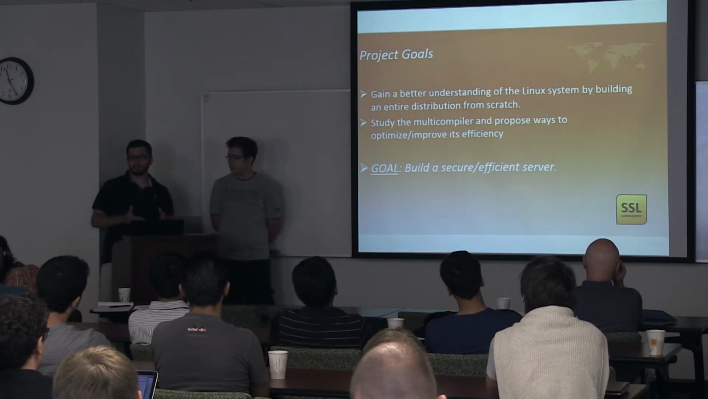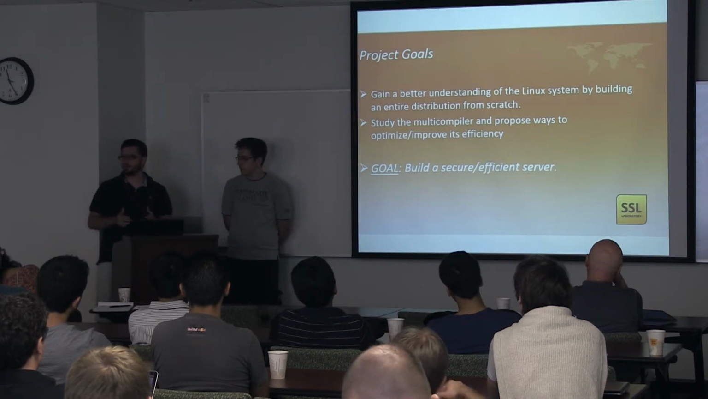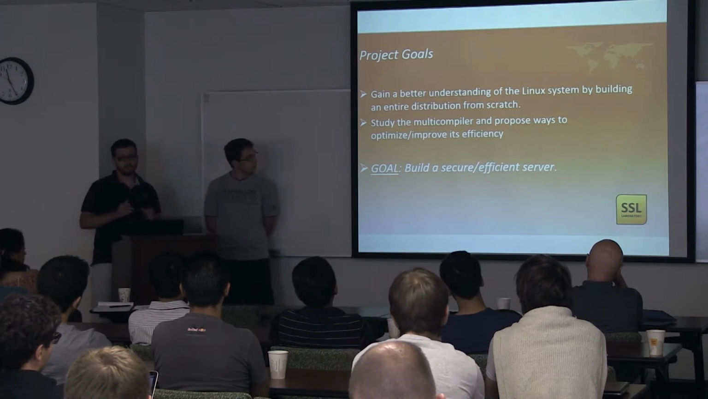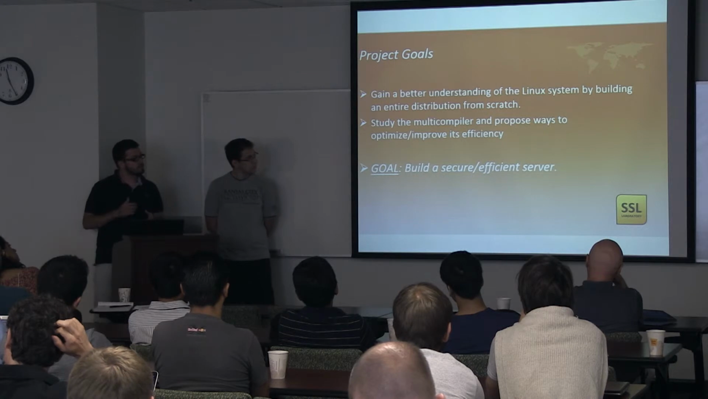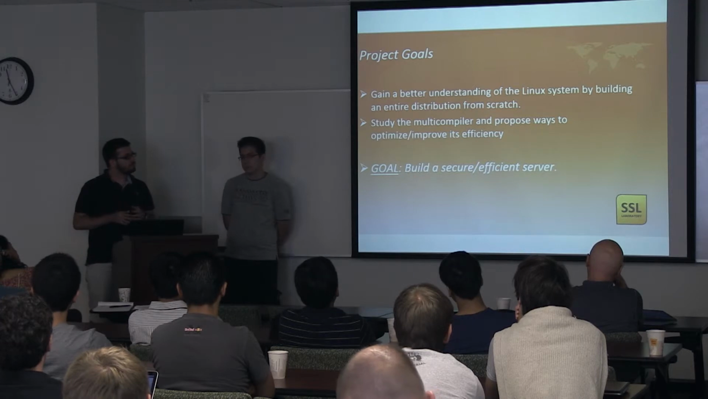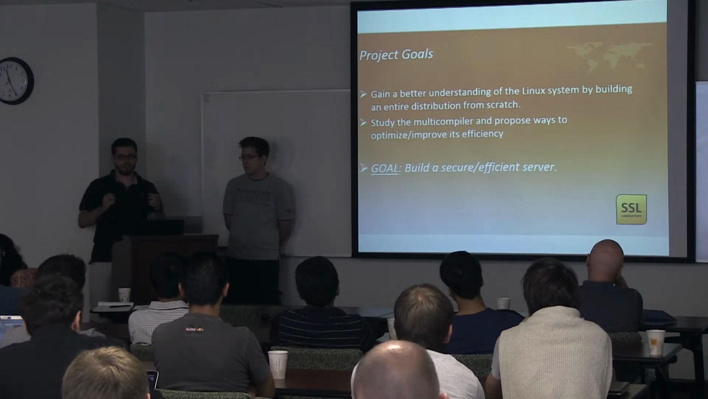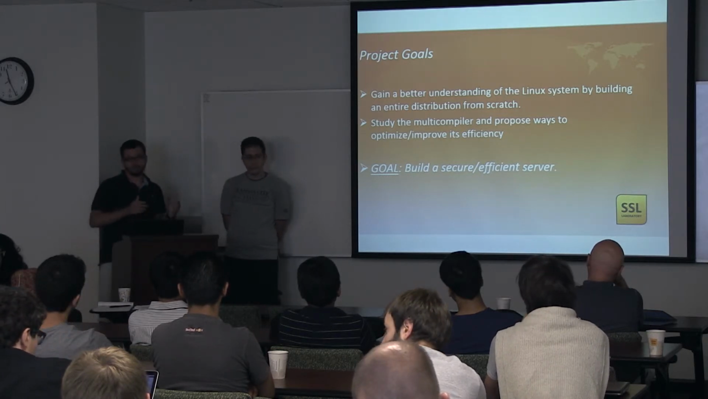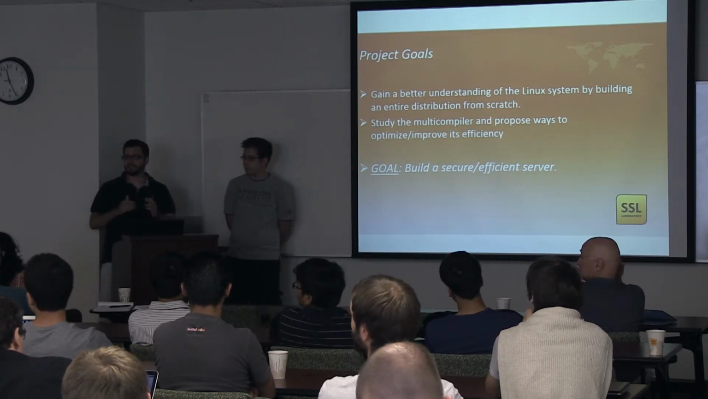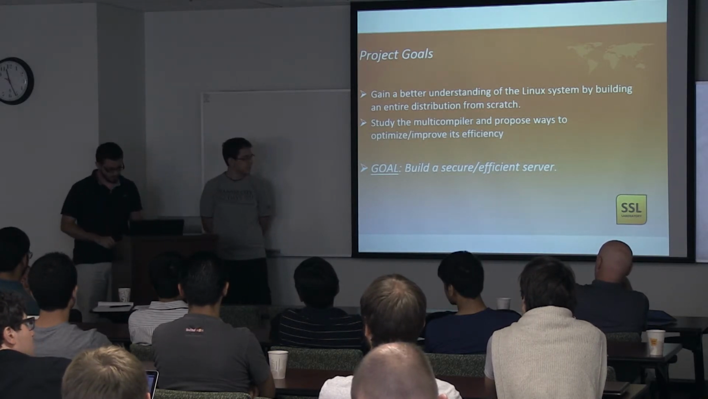We are going to be able to achieve this by building a Linux distribution from scratch and getting familiar with all of its components. The second goal is to study the multi-compiler and understand its functionality. In detail, we are going to be able to propose ways to optimize or improve its efficiency in our application. If those goals are achieved, then we can be some steps forward to achieving the final goal, which is to build the secure server.